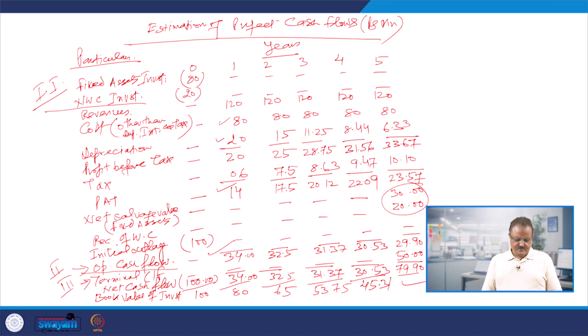So cost is given to us as 80. This is other than depreciation, interest and tax. Then depreciation, profit before tax. Then we are taking tax here. Then profit after tax. So here we start the process of working out the cash flows from the profit.